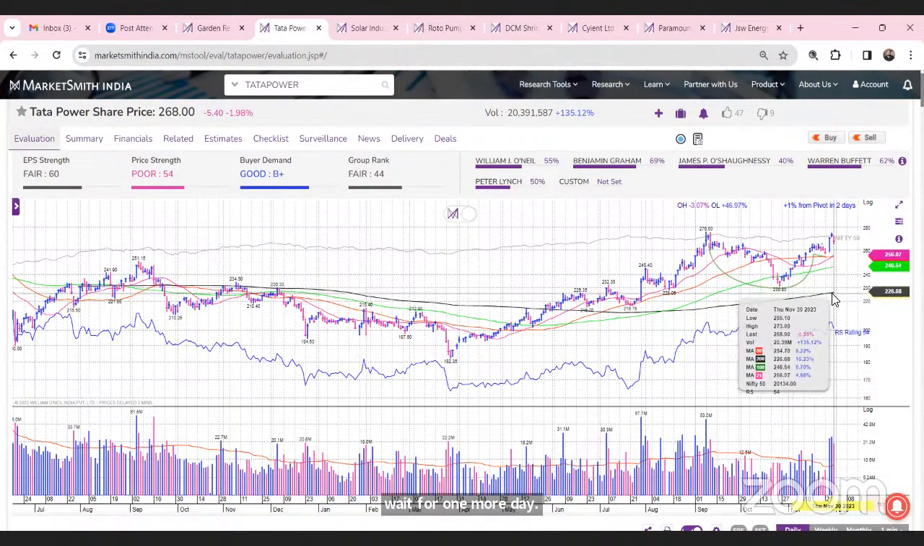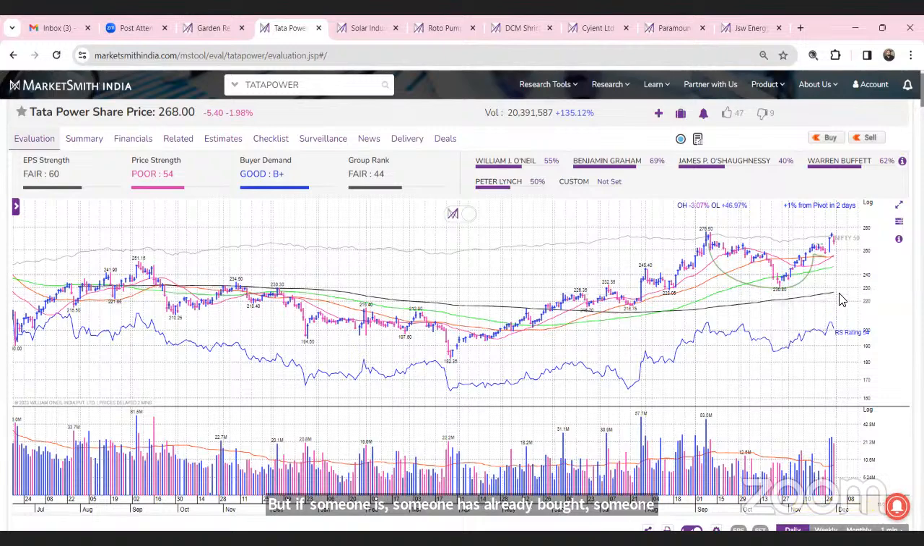Maybe it can retest its 50 DMA also. There is a chance. But if someone has already bought at its breakout level, then they can hold it. There's no problem at all.